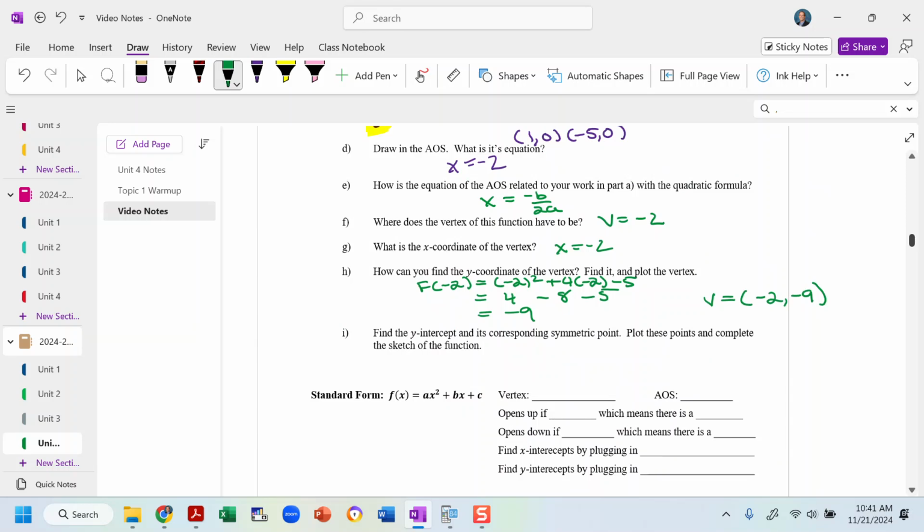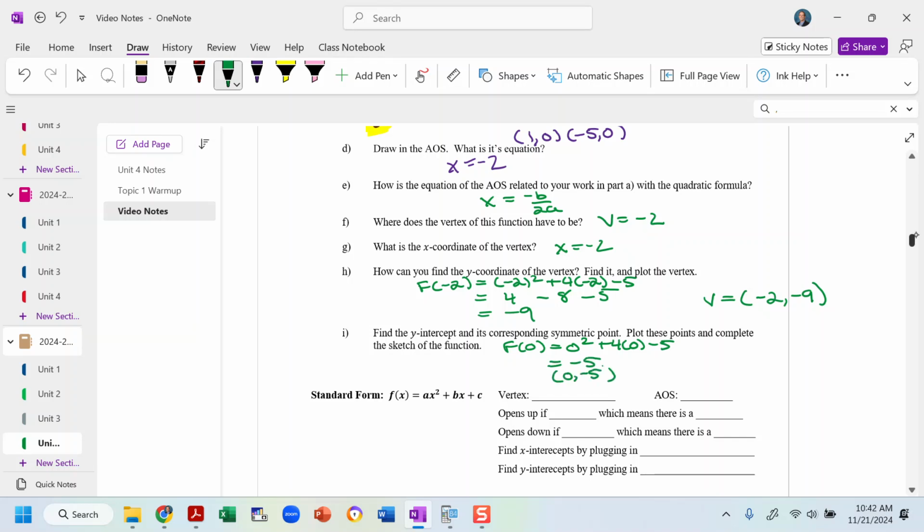Now it says find the y-intercept. Well, we set x squared plus 4x minus 5 equal to 0. Right? Actually, sorry. We put in 0 for x, so we want to find f of 0. So 0 squared plus 4 times 0 minus 5. So we get negative 5.